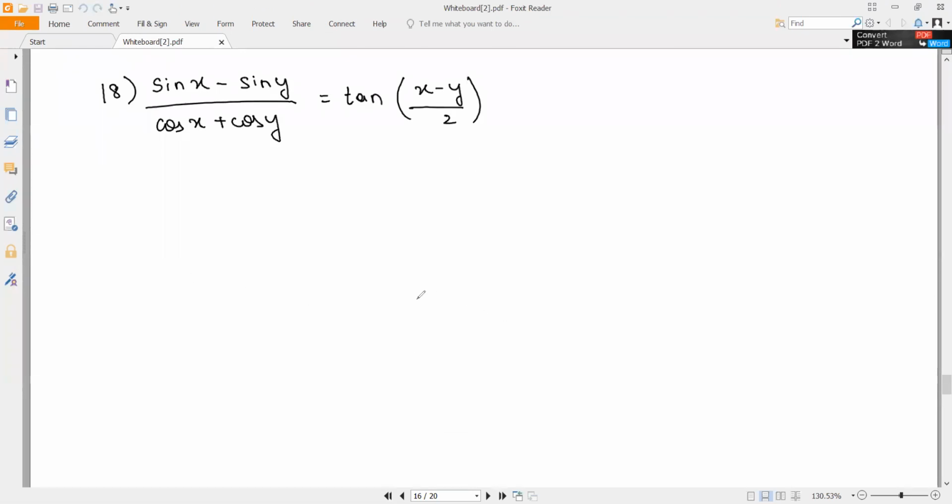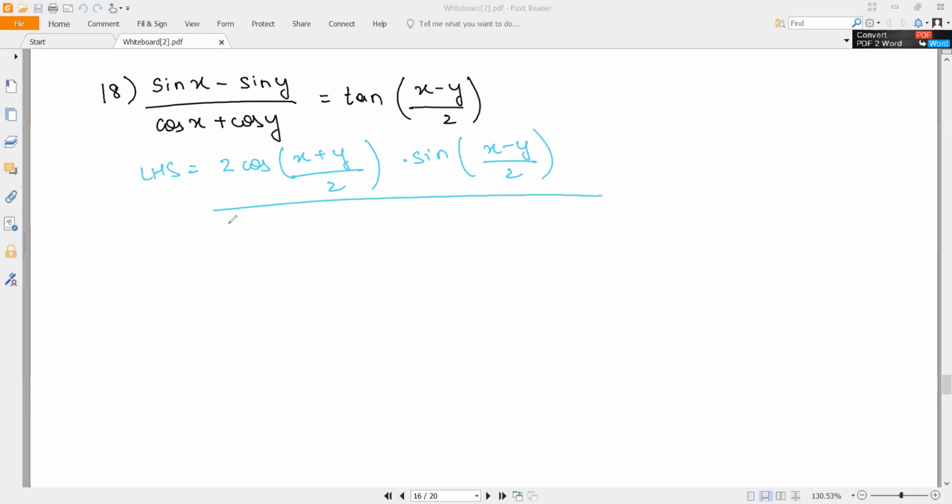Again, the same procedure. Sin A minus sin B is given in the numerator, which is 2 cos of A plus B divided by 2 into sine of A minus B divided by 2, whole upon cos A plus cos B, which is 2 times cos of A plus B divided by 2 into cos of A minus B divided by 2.